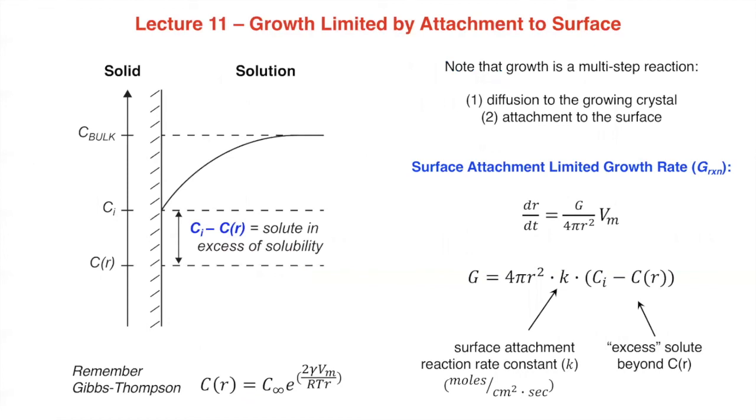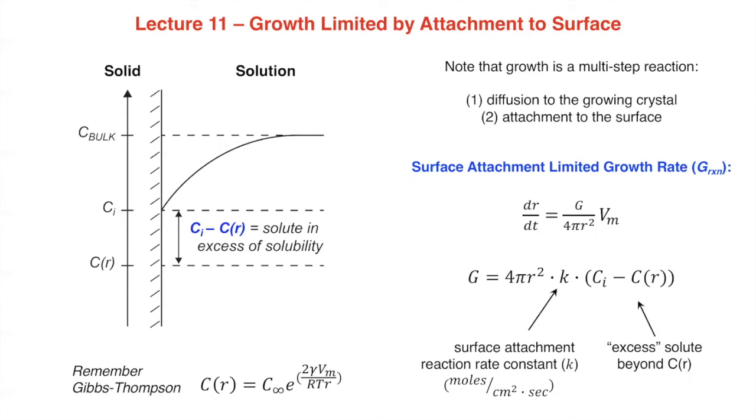So let's consider this in a little bit more depth. Think about this as a two-step process, and we're going to consider the attachment rate constant in this case. So we have diffusion of monomers to the growing crystal, where they're dropping in concentration, and then they hit the surface at some concentration C_i, and then they undergo an attachment reaction. Okay, and so there are cases where diffusion limitations are not important at all, and the kinetics are really dominated by the kinetics of attachment to the growing crystal.